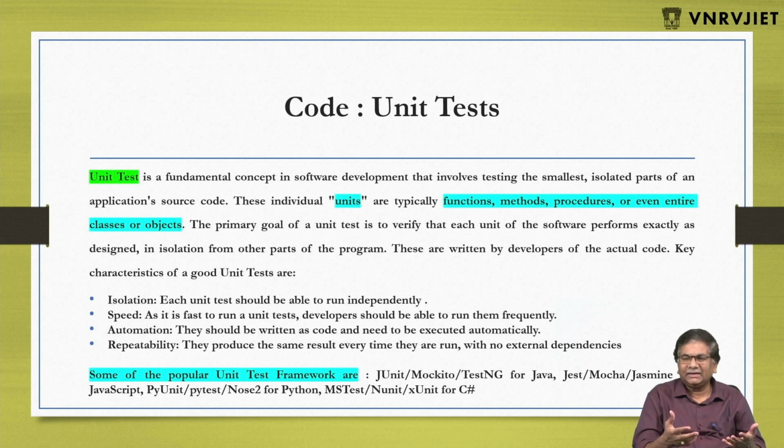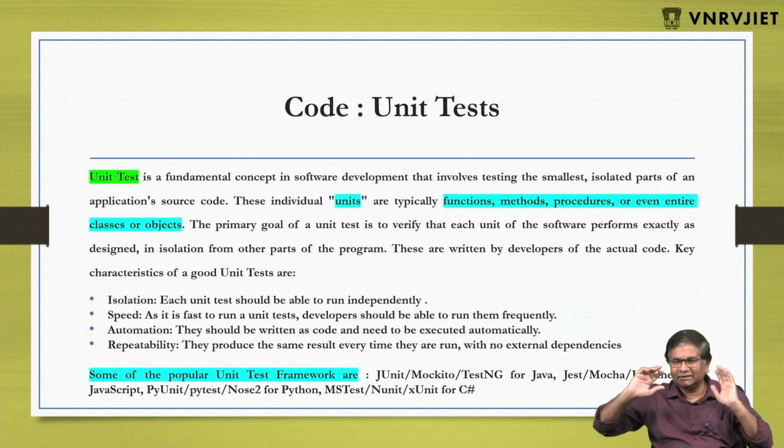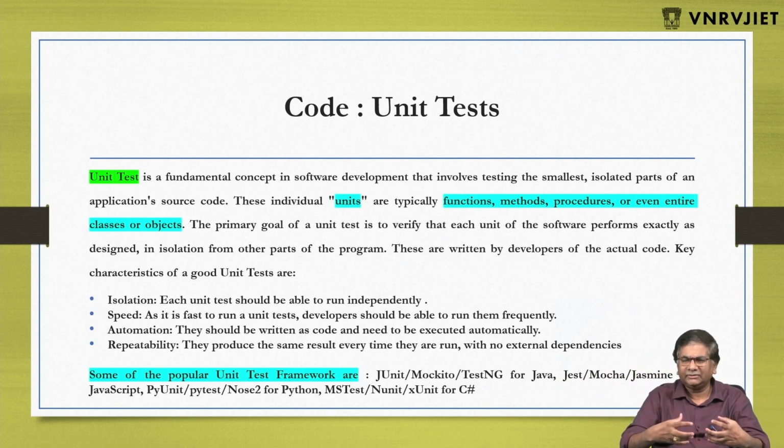So basically unit tests are nothing but trying to see, as much as possible, that the code we have written is working as we wanted it to work, right? That's pretty much what unit tests are. The primary goal of unit tests is to verify that each unit of the software performs exactly as designed in isolation from other parts of the program. Again, we are only testing functions, methods, or classes, or at the highest level a class or an object. We are not testing the entire module, or the integration of how multiple modules integrate. We are not doing any big testing as part of it. We are only focusing on a small isolated piece of code.